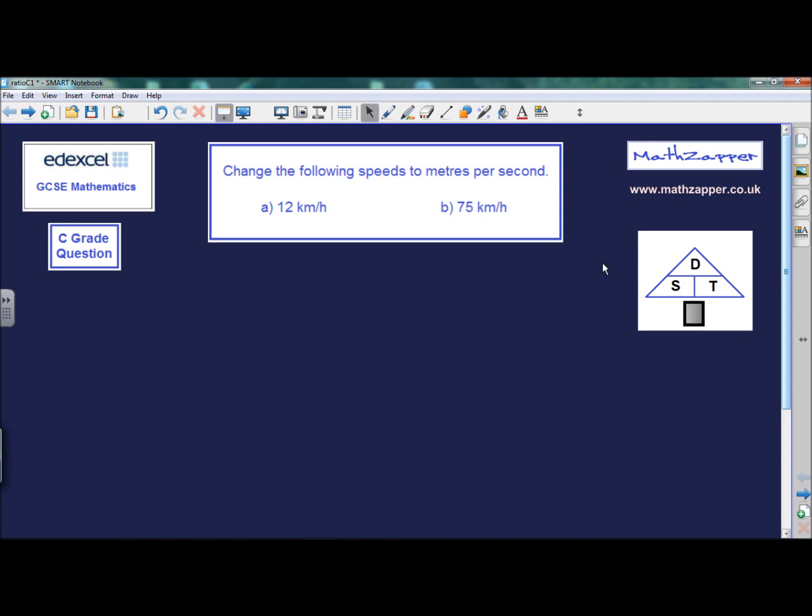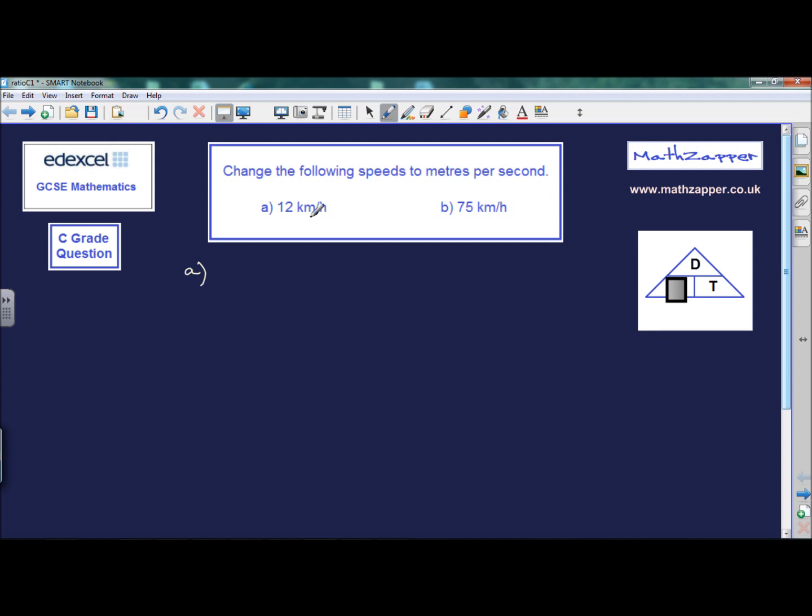In the question we're told to change the following speed. So we're given a speed. So our speed, if we cover up s, is distance divided by time. So A is 12 kilometers an hour, B is 75 kilometers an hour, but they can be written as distance over time. So let's start with part A.